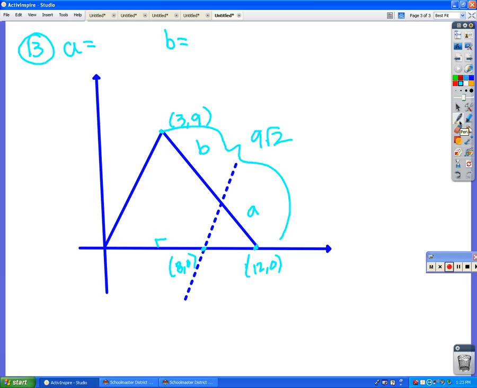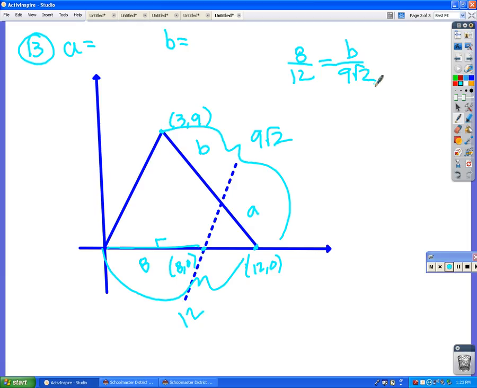Because this little piece right here is 8, right? And this whole thing is 12. So you can go, very nice, 8 over 12 equals B over 9 root 2. Do you guys see how she got that?